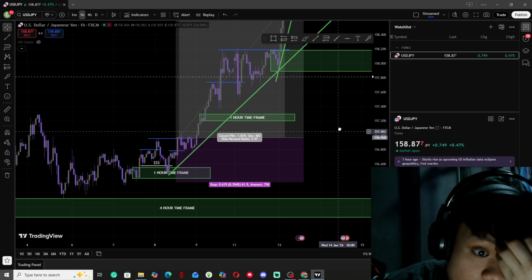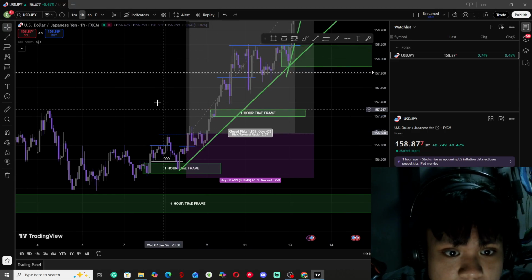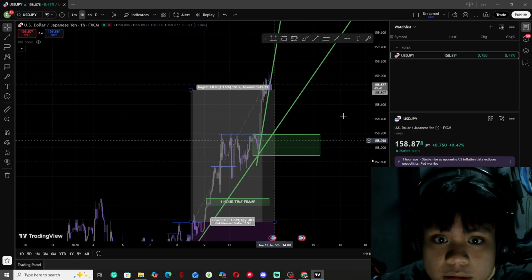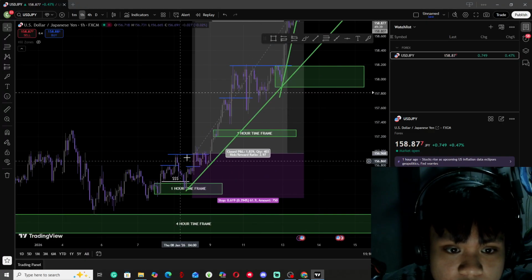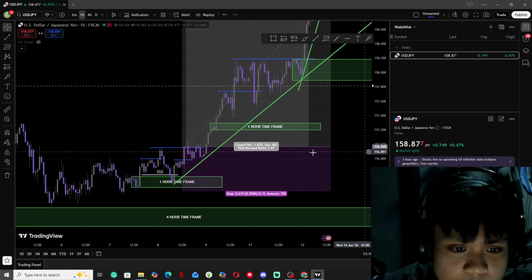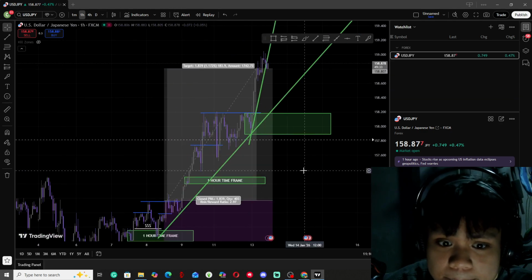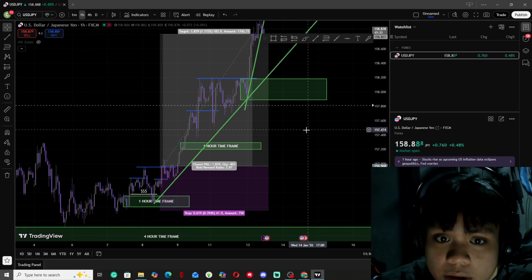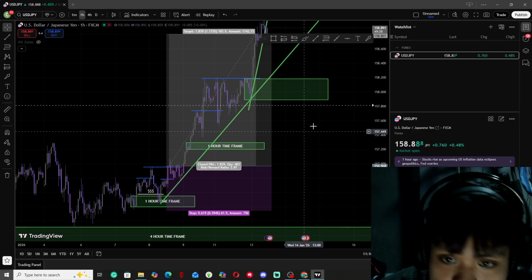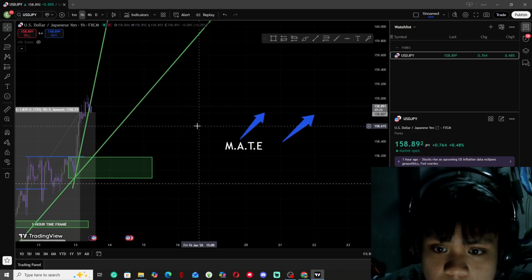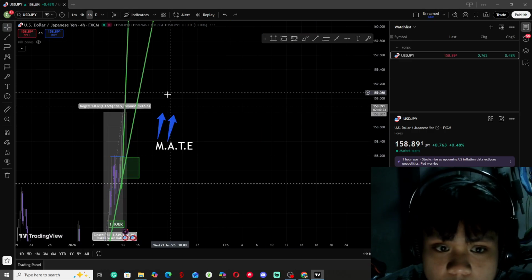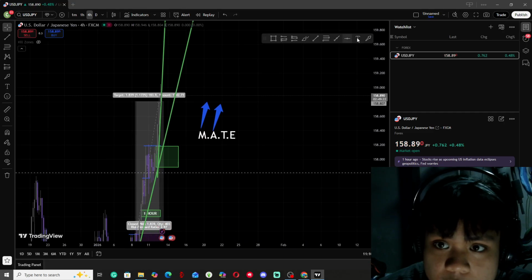Okay, so we took a buy over here, then yeah, it went up. So once it breaks structure and a big bullish candle, by the way, a very big bullish candle, we took a buy over here, and that's where I took a buy. Okay, so the MATE timing we're done.